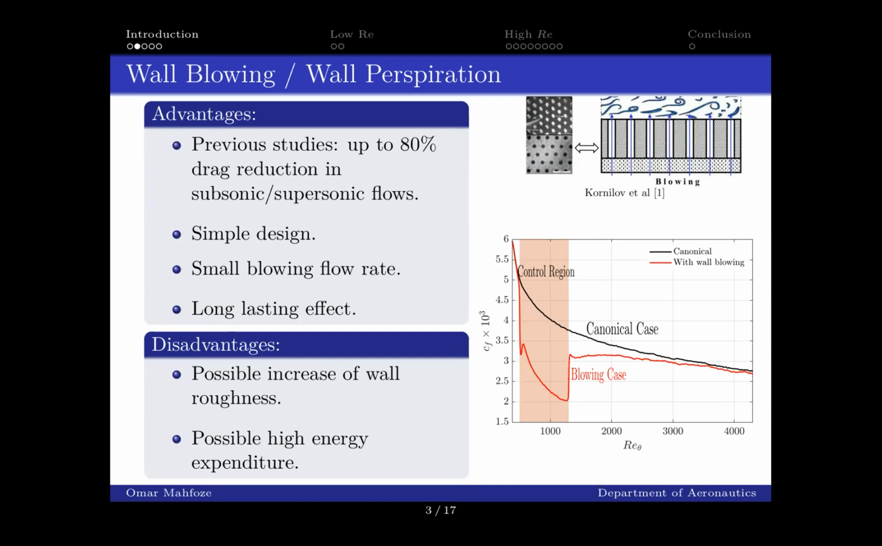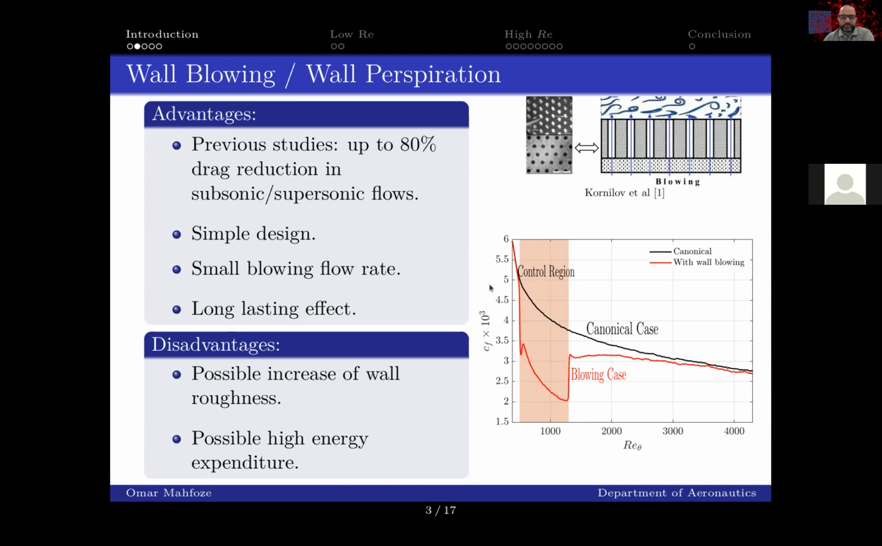There are key features of this kind of control that distinguish it from other techniques. It works. It has a very simple design. It can reduce the drag significantly, over 80% or 90%, using a small blowing flow rate. The velocity coming from the wall is less than 1% of the free stream velocity. And also it works for subsonic and supersonic flows. It's even beneficial to apply at high Reynolds number. So it suits real life applications.